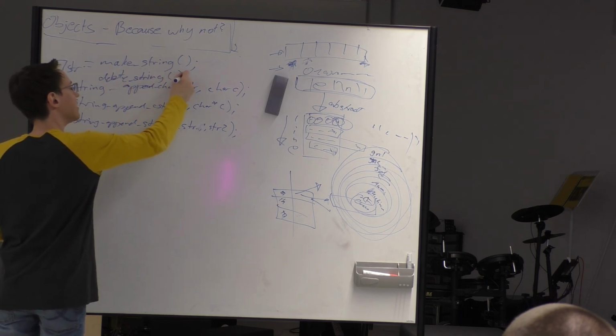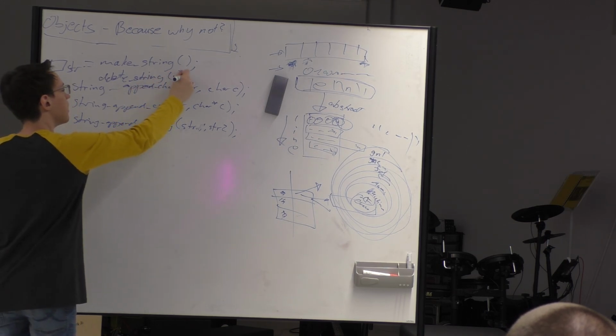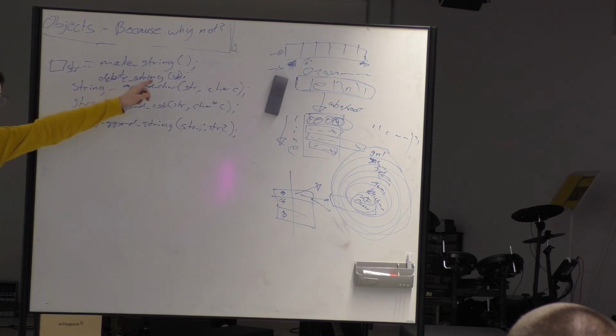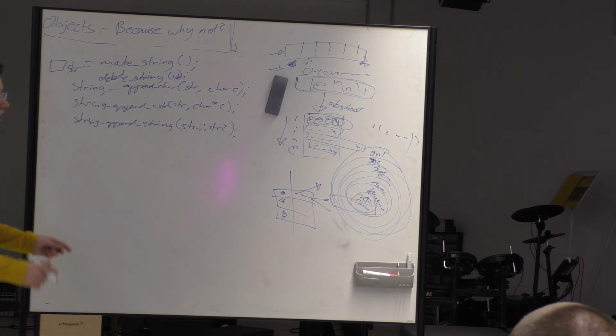Of course, in the end, we might have to delete the string, because the system will not automatically know when we don't need the string anymore, because C doesn't have garbage collection as it's called. C doesn't automatically clear data, and that's exactly the problem.